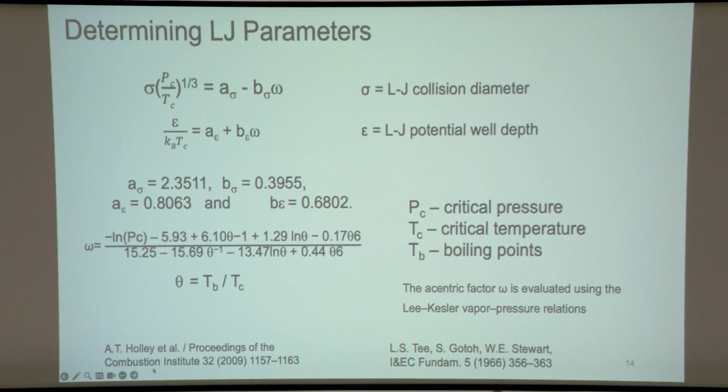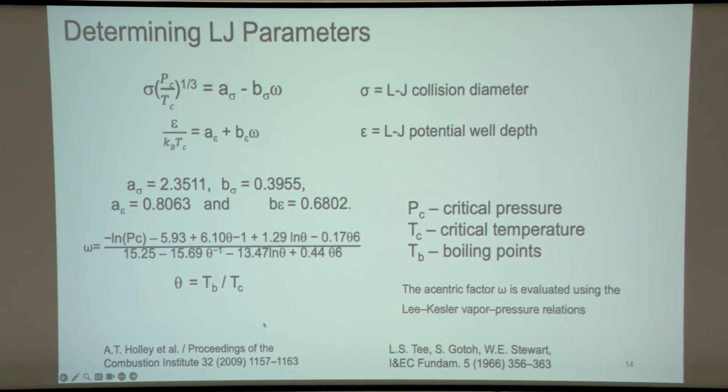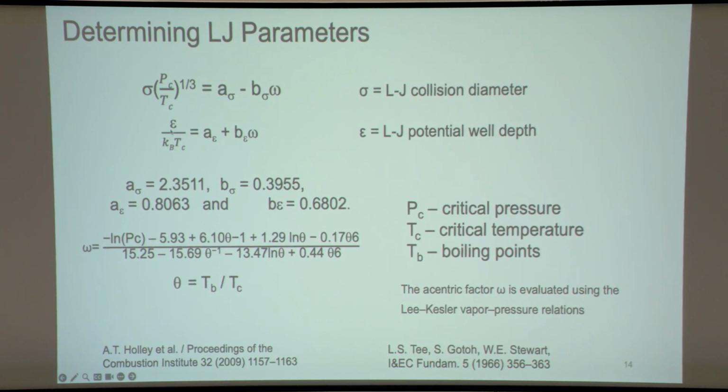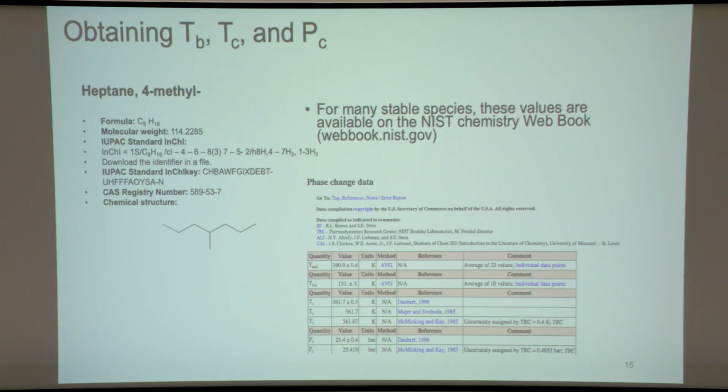Yeah, I don't need to tell you too much about these equations. They're pretty straightforward. And again, they're simply just fitting functions of how epsilon and sigma depend on things like critical pressure, temperature, and boiling point, which are molecular features. These are properties of molecules that you can look up.